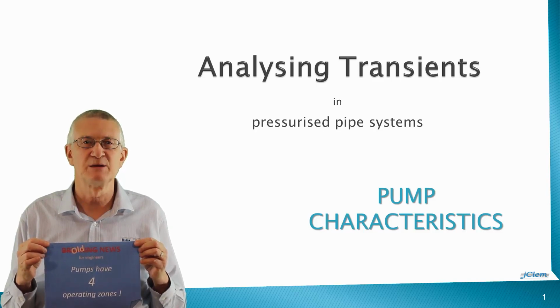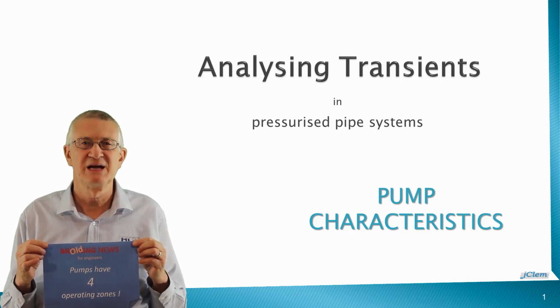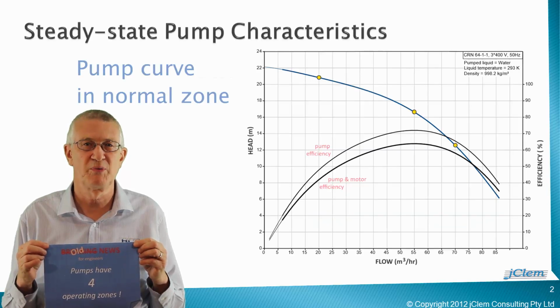Transient analysis in many cases is done to protect a water system from surges caused by pumps starting, stopping, or varying their operating speed. The lesson aims to provide a sound understanding of pump characteristics in all pump operating zones. Most civil engineers and hydraulic engineers are familiar with the operation of pumps in the normal operating zone.